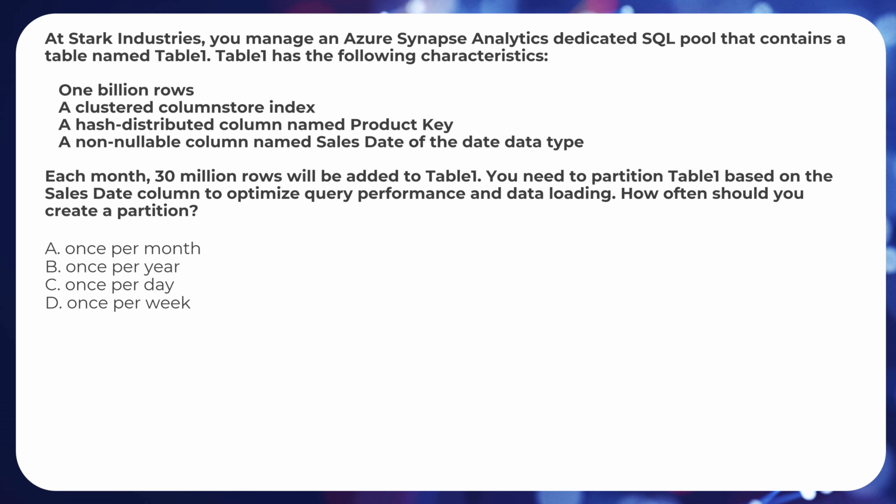At Stark Industries, you manage an Azure Synapse Analytics dedicated SQL pool that contains a table named Table 1. Table 1 has the following characteristics: 1 billion rows, a clustered column store index, a hash-distributed column named Product Key, and a non-nullable column named Sales Date of the Date data type. Each month, 30 million rows will be added to Table 1. You need to partition Table 1 based on the sales date column to optimize query performance and data loading. How often should you create a partition?